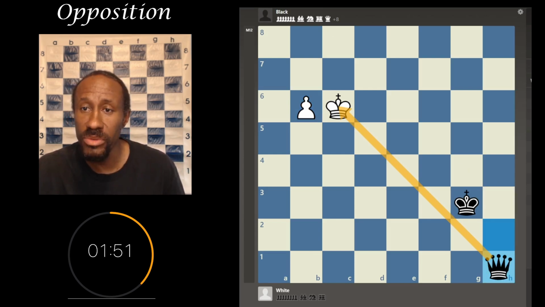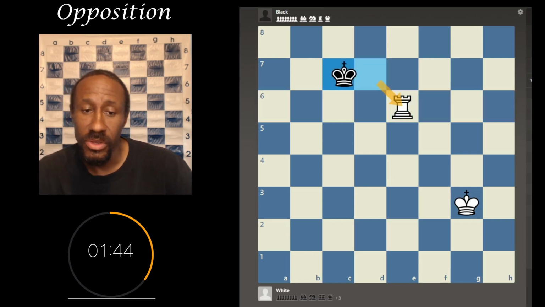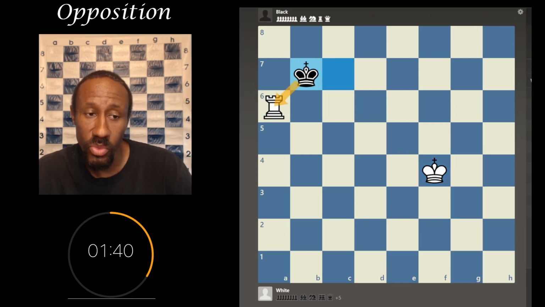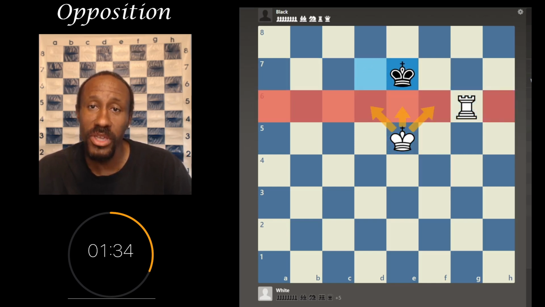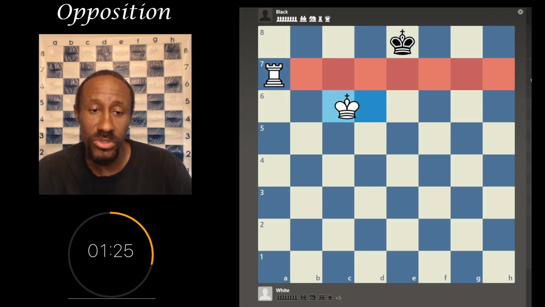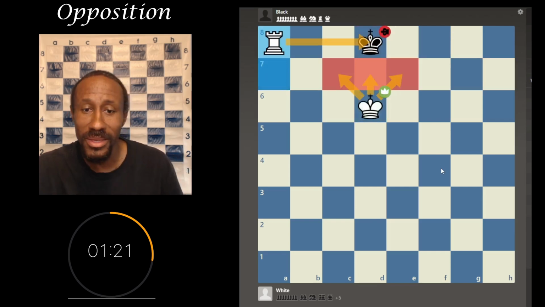Okay, so when does opposition come into play for the vast majority of players? It's going to come into play when you're trying to checkmate your opponent with a king and a rook. And if you don't play a lot of chess, you may not know, but this is a very, very common way for games to end. In this situation, the key is to get opposition with the king, and then once you do, you can move the rook down and checkmate the black king.